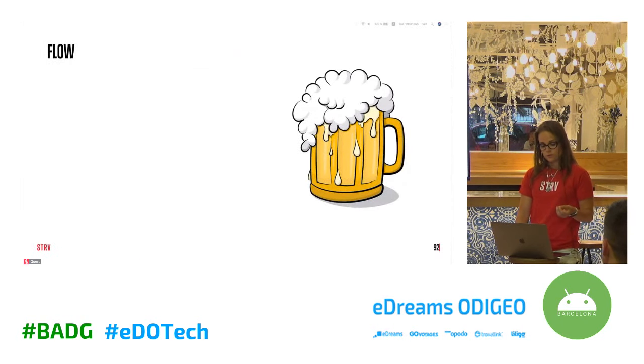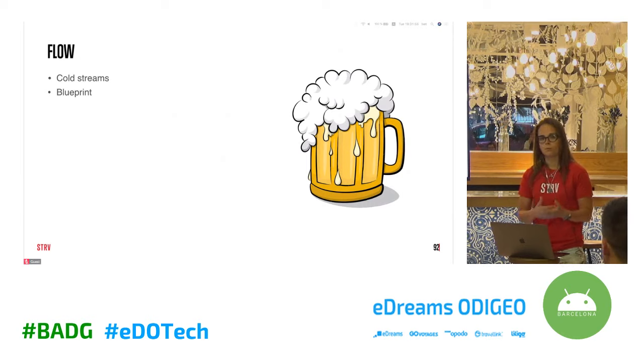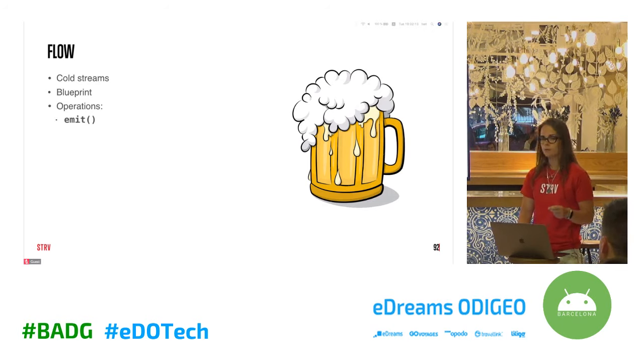To represent a cold source, there is another experimental declaration called flow. And flow supports cold streams. A cold flow is like a blueprint defining a computation. So nothing gets emitted nor executed until it is being requested by a consumer. Flow has two main operations: emit, to send a value to this stream, and a bunch of terminal operators, which represent our consumers, our requesting consumers.